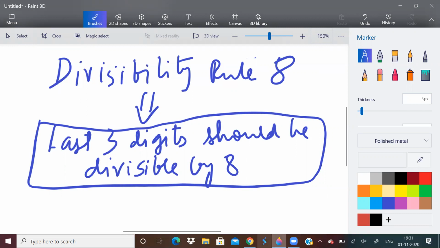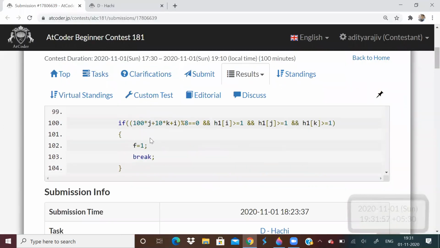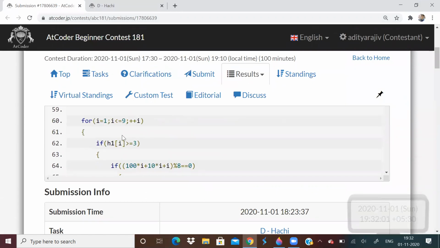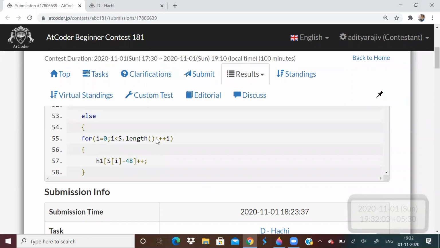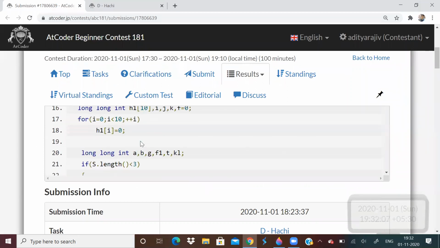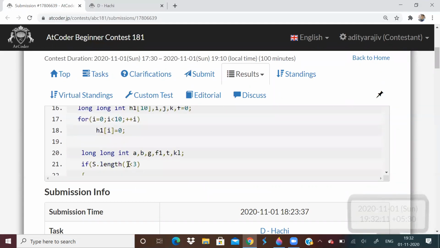So in my solution, if you carefully go through it, you will understand, I have just used hashing. I have just made a hash array of size 10 I think. So I have just declared a hash array which will store the frequency of all the numbers, that is frequency of 1, 2, 3 like that. And I have used complete brute force. You will understand the solution as soon as you go through it.